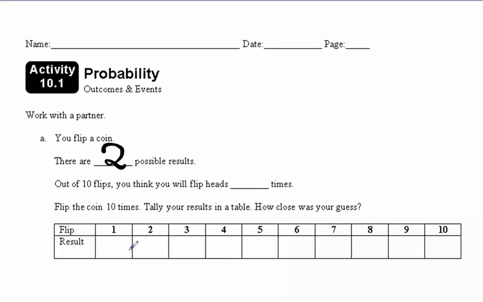I want you to flip the coin 10 times. When you do that, every flip I want you to write down your result. So if you flip heads, you're going to write heads. If you flip tails the second time, you're going to write tails, and so on and so forth. And when you hit 10 times, you're done. And you're going to come back, and then we'll do the next activity. Okay? So go flip the coin 10 times, and we're going to come back.